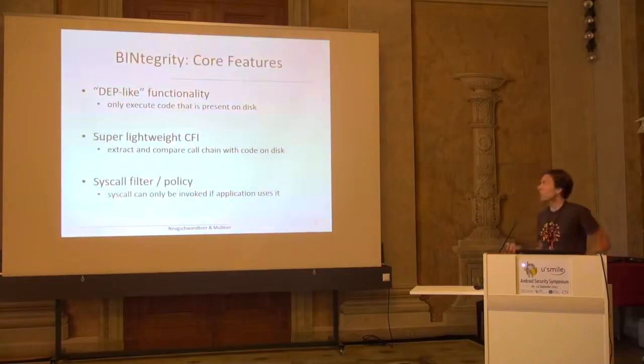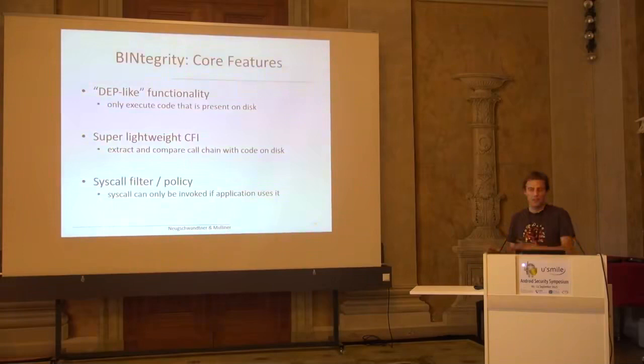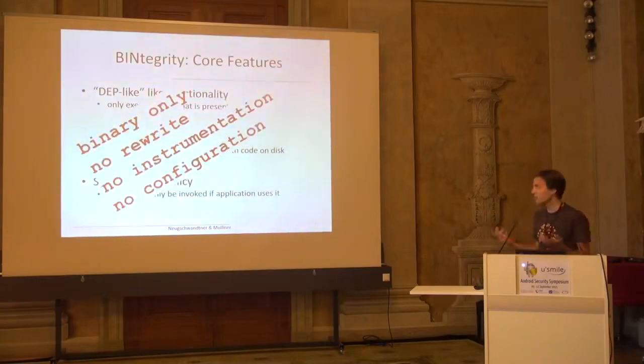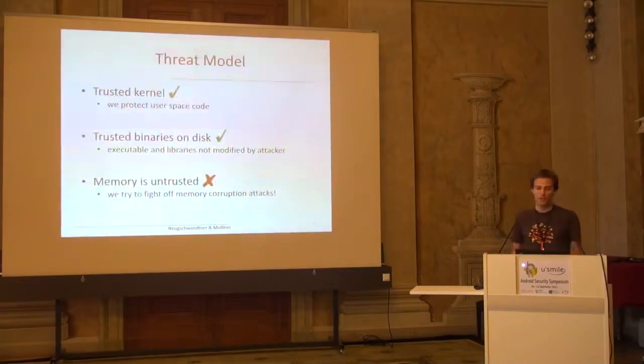What are the core features of bintegrity? We provide something like DEP-like functionality. I don't exactly like to say that we just provide data execution prevention, because we actually do a little bit more. What we do is we only execute code that is present in the binary on the disk. There are some super lightweight CFI methods that we use. And we also provide basically a system call filter policy approach without actually having to specify a policy. And yeah, it works on binaries, there's no rewrite effort needed, there's no instrumentation effort needed, and also no extra configuration.